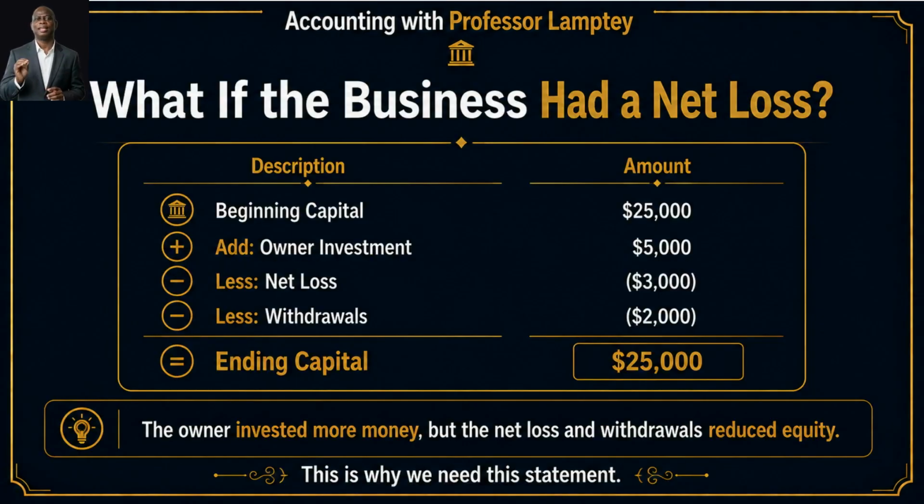Now let's consider a net loss example. Suppose the business began with capital of $25,000. The owner invested $5,000. But instead of net income, the business had a net loss of $3,000. The owner also withdrew $2,000. Ending capital is $25,000. Notice what happened. The owner invested more money, but the net loss and withdrawals reduced equity. That is why we need this statement.